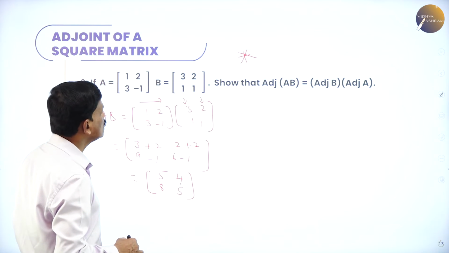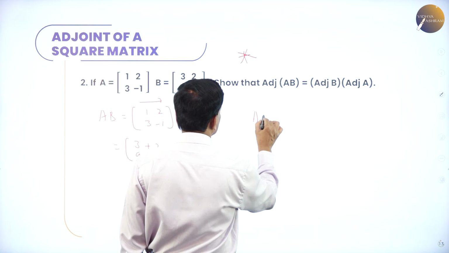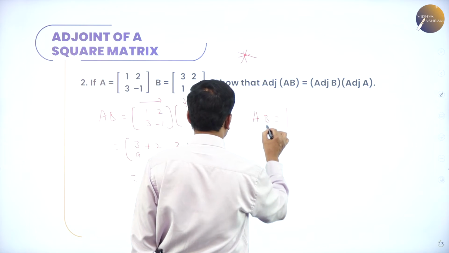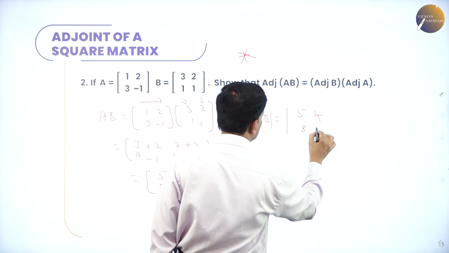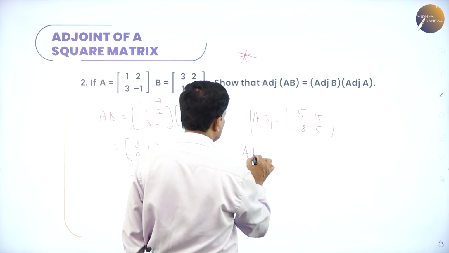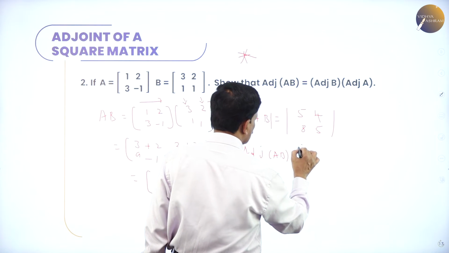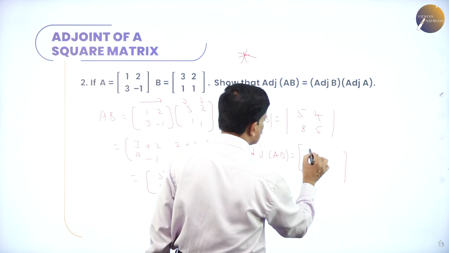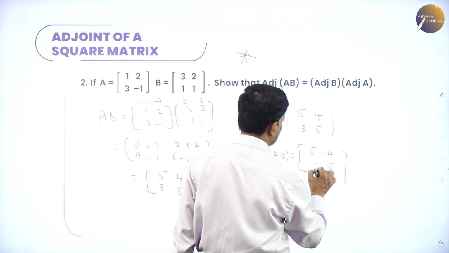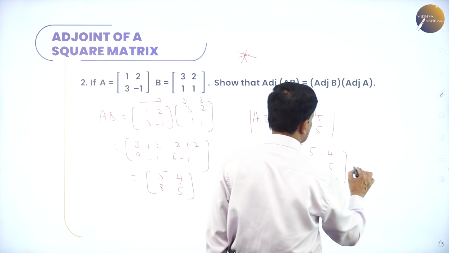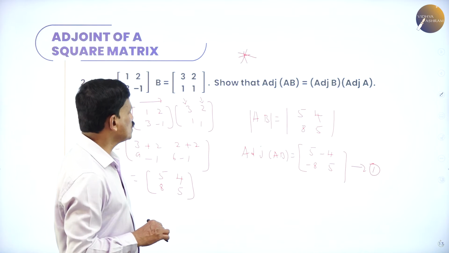Now, for this, just find out the adjoint. Adjoint of AB, determinant of AB is equal to determinant 5, 4, 8, 5. The adjoint of matrix AB can be written as I told, interchange the diagonals, this 5 and 5 remain the same, and changing the signs, minus 4 and minus 8. Let us represent this as equation number 1. Okay. Now, adjoint of AB is equal to this.